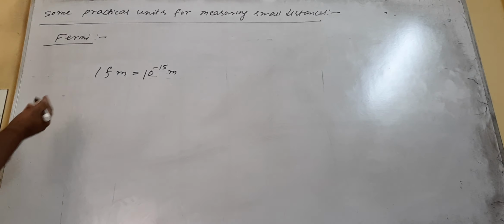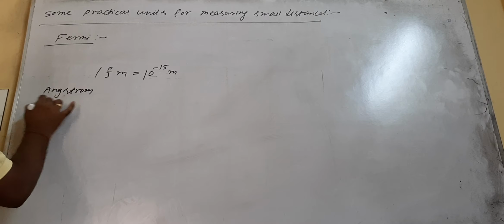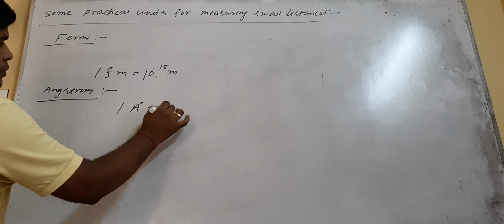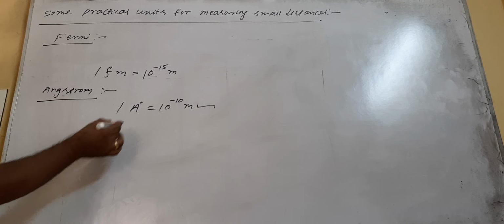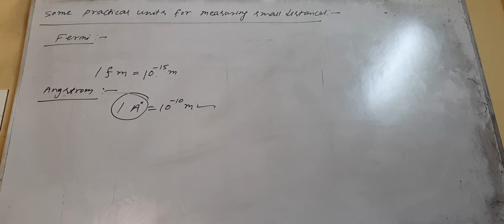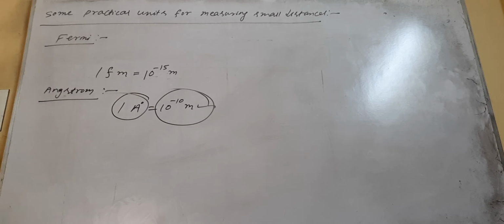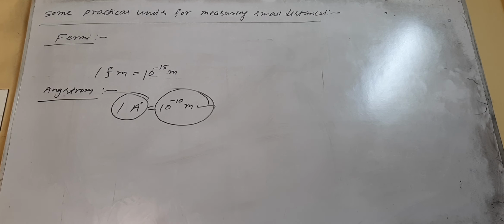Now come to angstrom. You remember 1 angstrom is 10 to the power minus 10 meter. It is easier to say 1 angstrom than to say 10 to the power minus 10 meter. This unit is used to measure the wavelength.